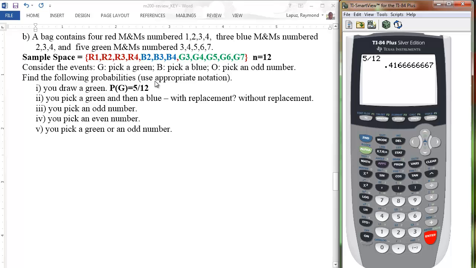I prefer fractions, but if you want to type a decimal, that would be 0.4167, rounded off to 4 decimal places.